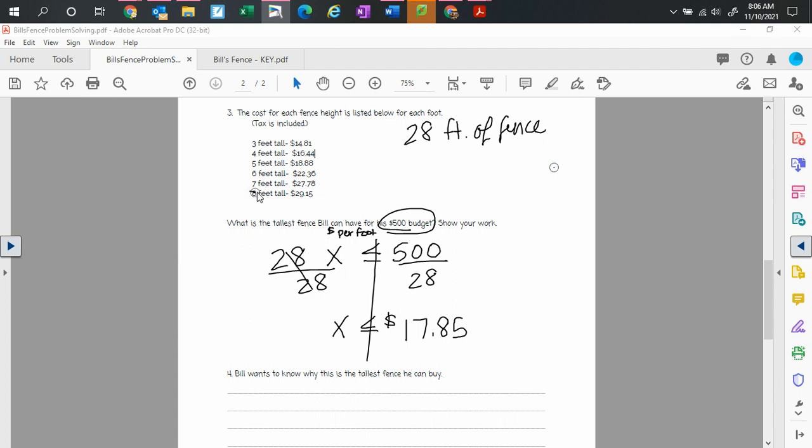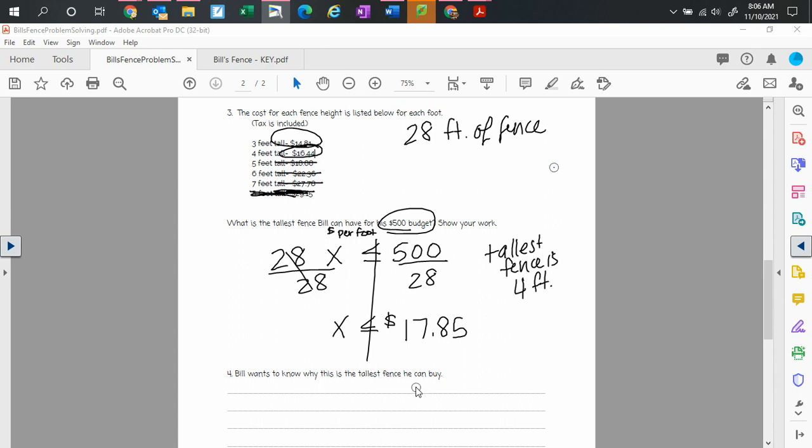So the 8-foot tall fence is actually not allowed by ordinance anyway. 7-foot tall fence is $27, so that can't work because we can only spend $17.85. 6-foot fence is out, 5-foot fence is out. It looks like this 4-foot or even the 3-foot fence would be good here. So it says, what is the tallest fence he can get? So his tallest fence is 4 feet.